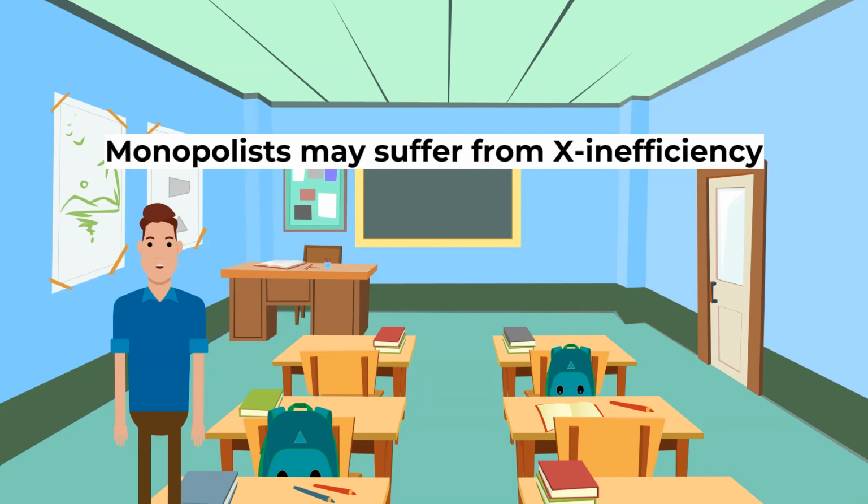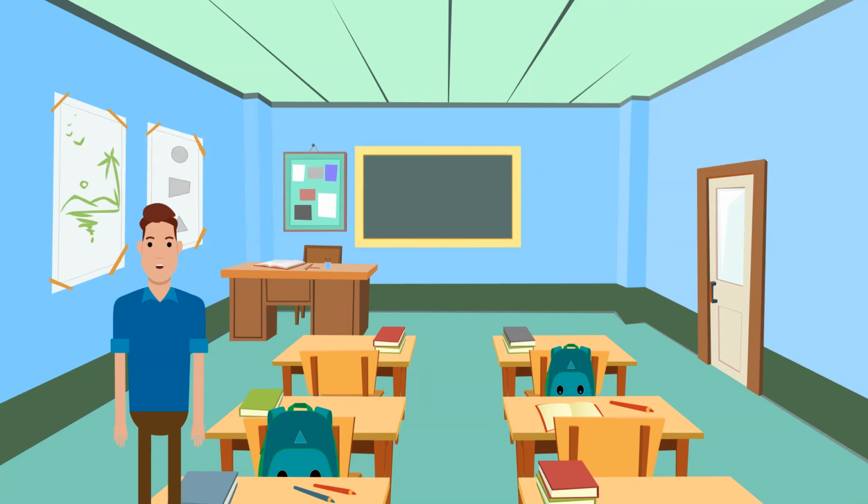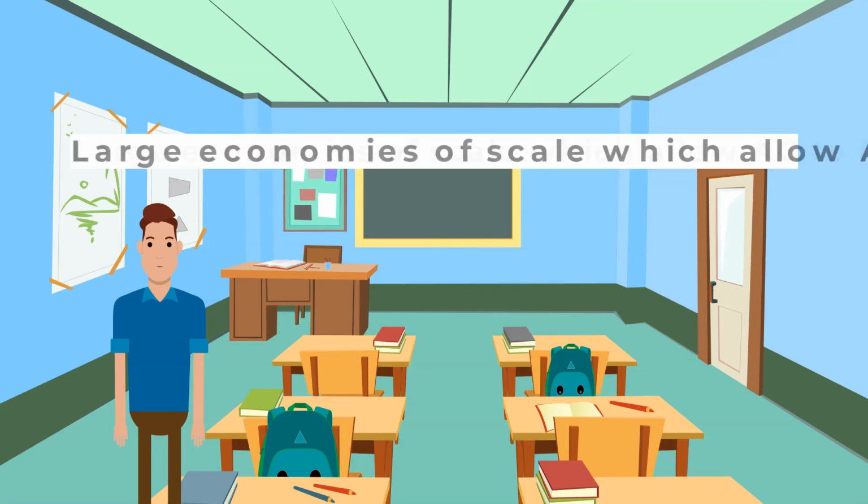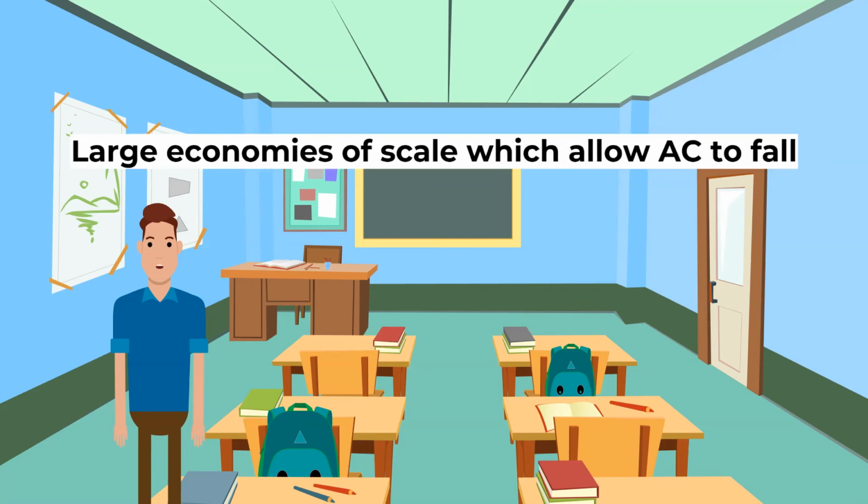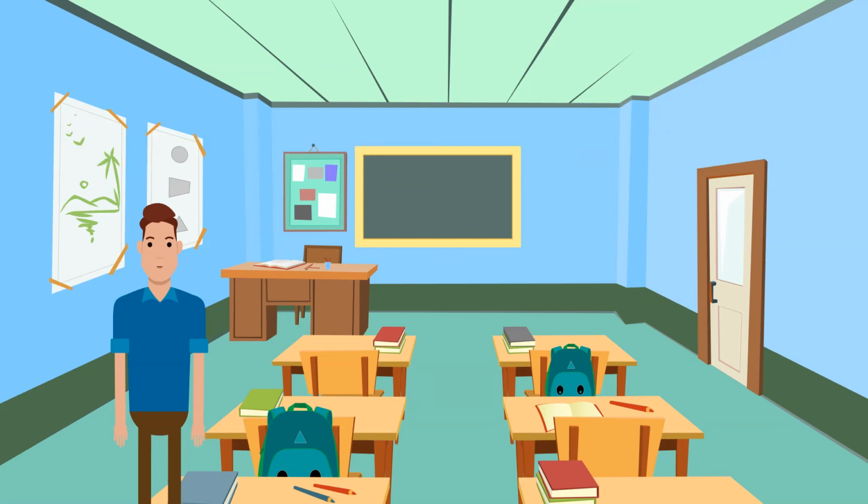Monopolists may suffer from X inefficiency because of the lack of competition. The point where marginal cost equals average cost may rise, and this will cause an even further fall in consumer surplus. Alternatively, a large monopolist may enjoy large economies of scale which allow average cost to fall. If these fall by a large enough amount, then consumer surplus will grow larger than would exist in perfect competition.